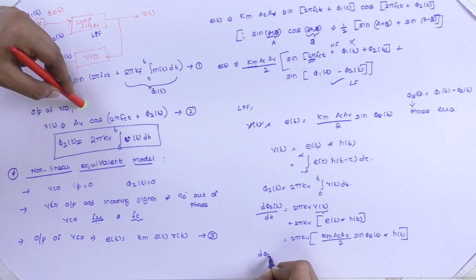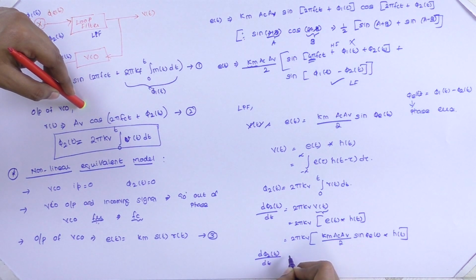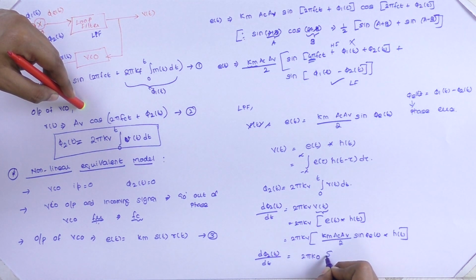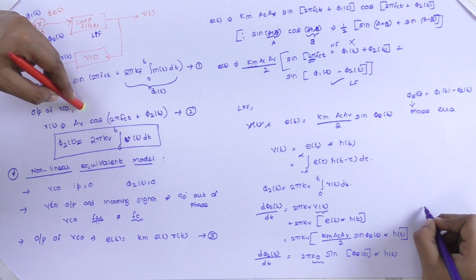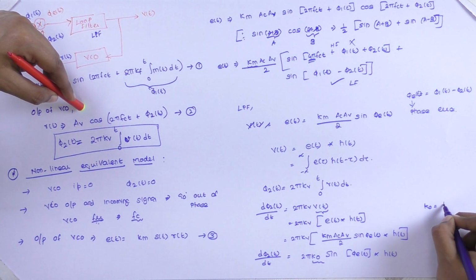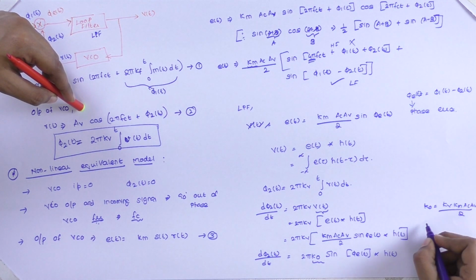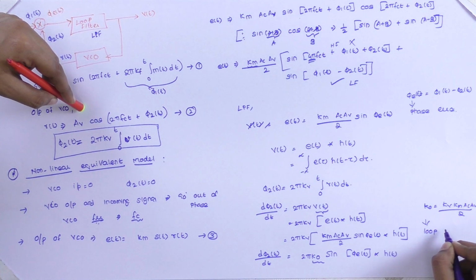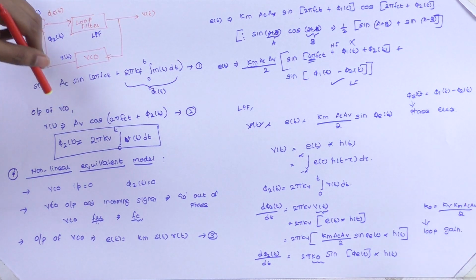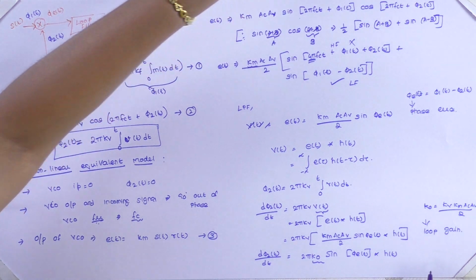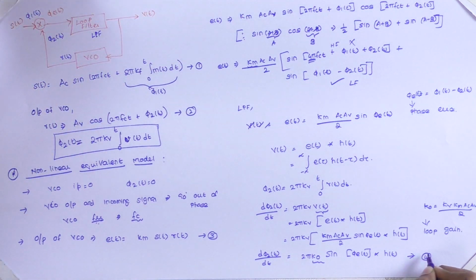Therefore, d phi 2 of t divided by dt is equal to this equation: 2 pi k naught into sin of phi e of t, convolved with h of t. What is this k naught? K naught is the loop gain. What is this loop gain? Kv, Km, Ac, Av, whole divided by 2. This proportionality constant term is referred to as the loop gain. So, here we will take this as equation number 4.